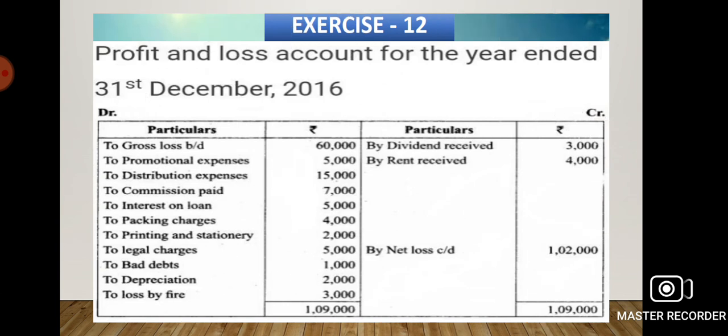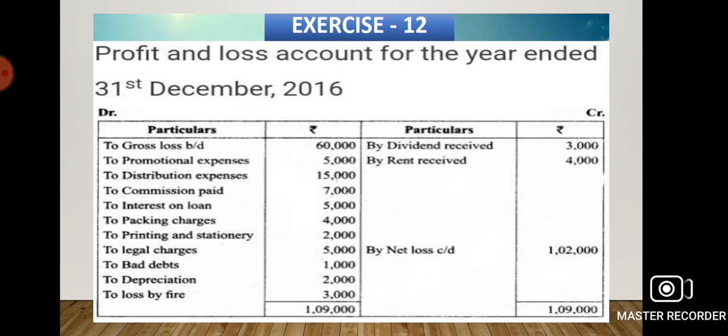Okay, next question number 12. From the following information, prepare profit and loss account for the year ending 31st December 2016. Particulars are given. Gross loss 60,000, promotional expenses 5,000, distribution expenses 50,000, 15,000, commission paid 7,000, interest on loan paid 5,000, packing charges on sales 4,000, dividend received 3,000, printing and stationery office 2,000, legal charges 5,000, bad debts 1,000, depreciation 2,000, rent received 4,000, loss by fire not covered by insurance 3,000.